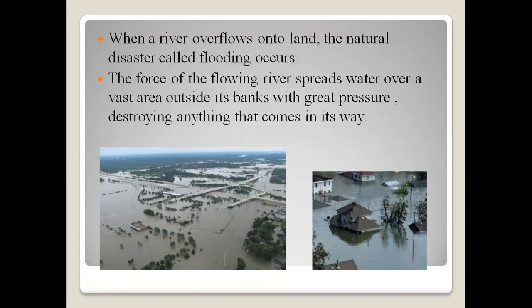Okay, when the river overflows, the water comes with much greater power, and it spreads over a larger area outside its banks with great pressure, and it destroys anything that comes in its way. As you can see here in these two pictures, the houses are underwater.